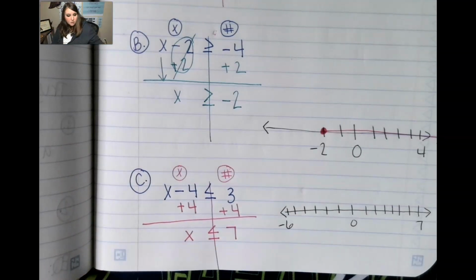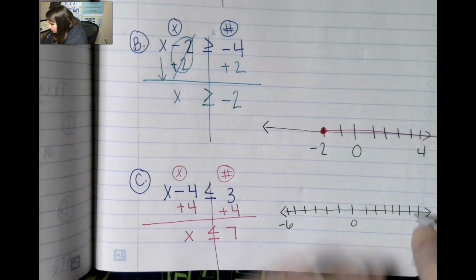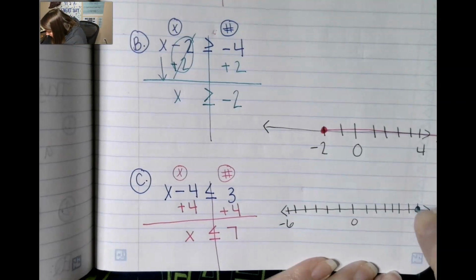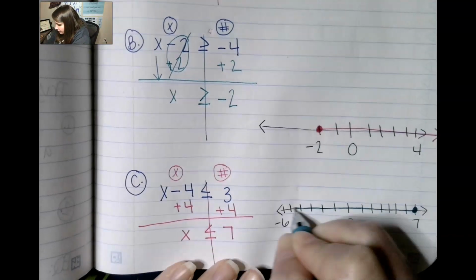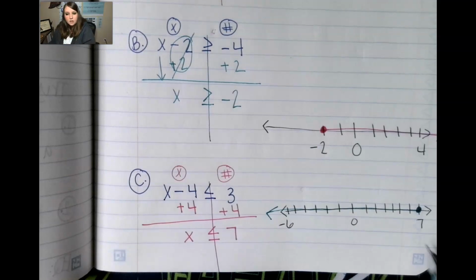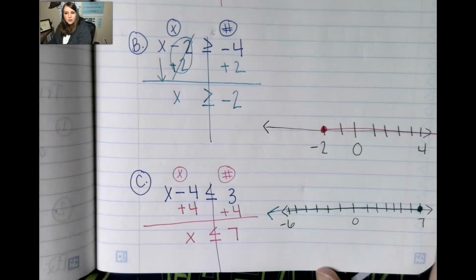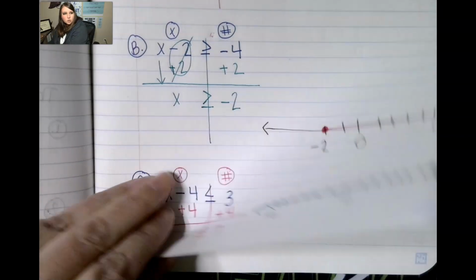Okay, so now, again, it's equal to, so it's a closed dot. It's equal to 7. It's a closed dot, but it is everything that is less than. So it's going to keep on going forever. Closed dot, less than. All right, it is your turn now to do a try it or two. So I'm going to go ahead and turn the page now so that you can do your try its.